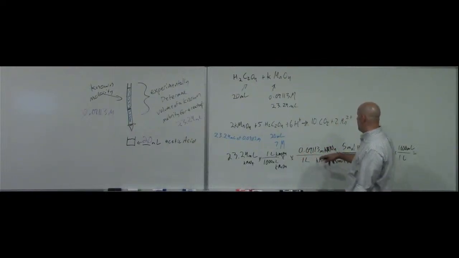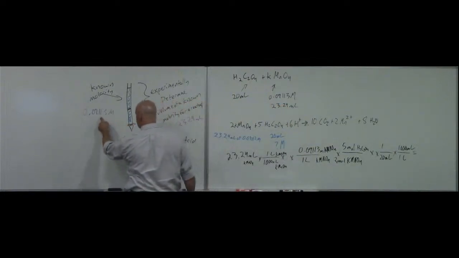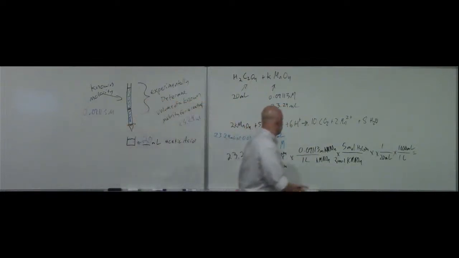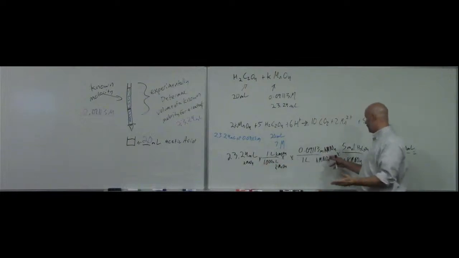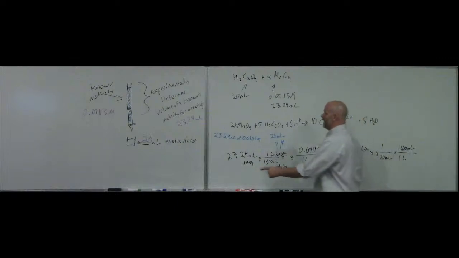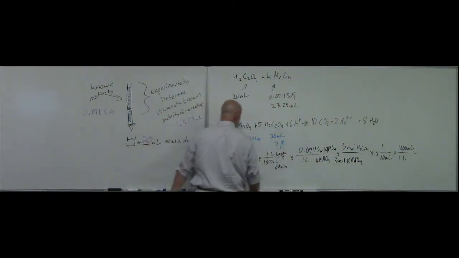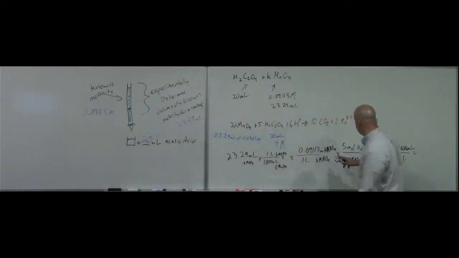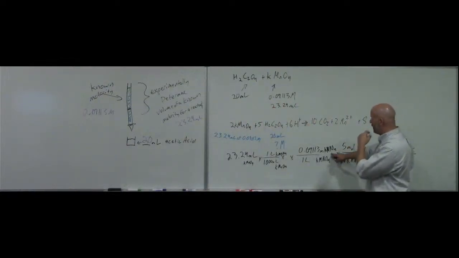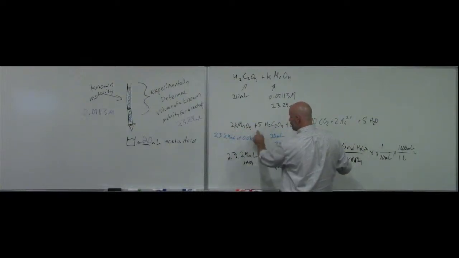Now I've got my molarity. That's moles per liter. So when I multiply molarity times liters, that just leaves me with moles, which is what I want. That's what I got here. This is moles of this. I need to get to moles of this. So I multiply my moles of this times my mole-mole ratio, which is 5 to 2. That's where these numbers come from.